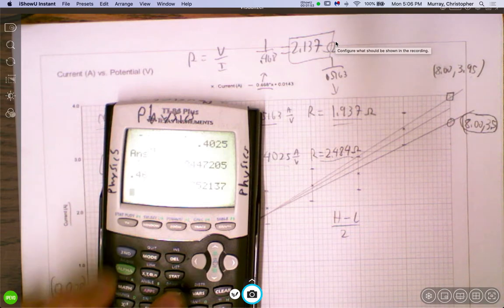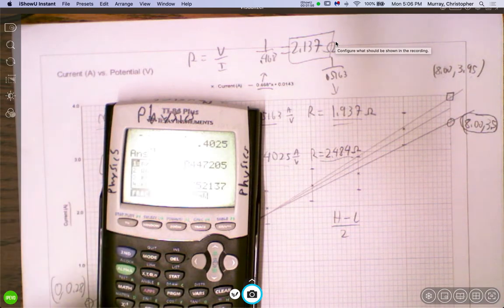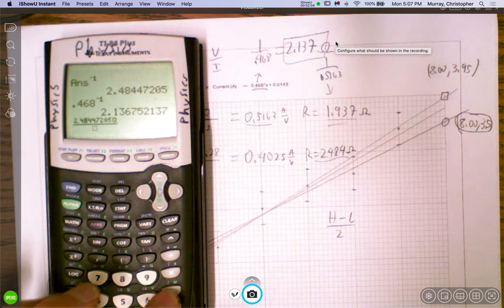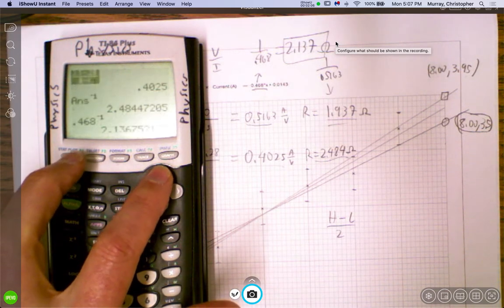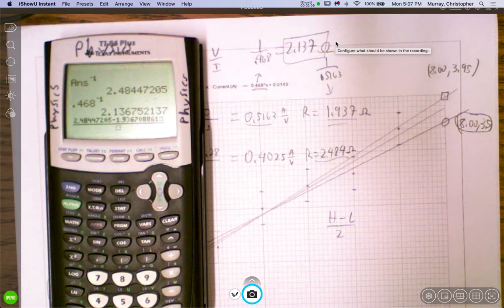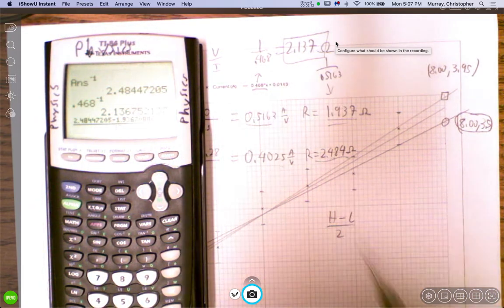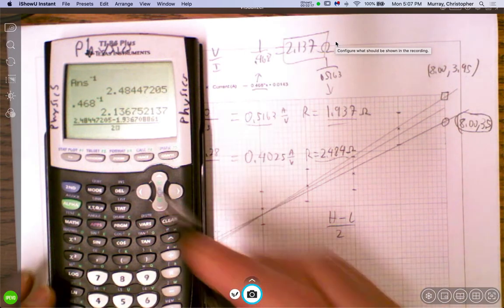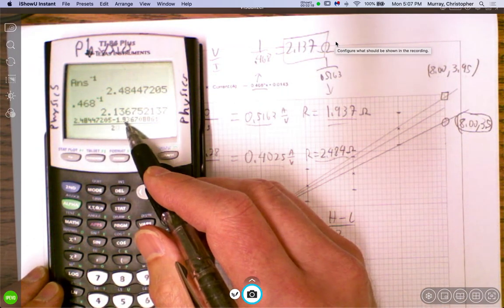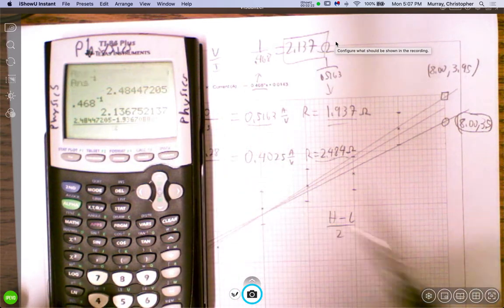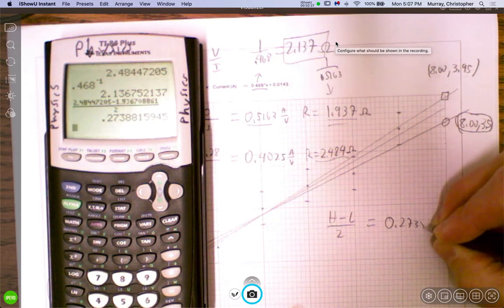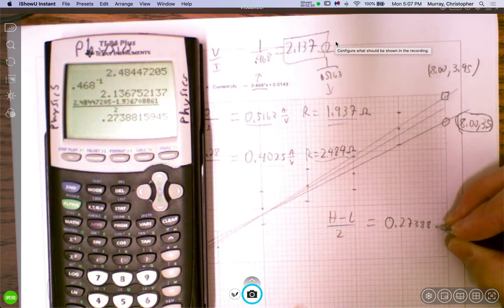So I'm going to go alpha F1 and choose that, and I want the highest one, which is this one, minus the lowest one, which is that 1.936. You don't have to type in all those numbers. I'm just being all spastic. Then I want to divide that by 2. There is my highest slope, and there's my lowest slope, which I just calculated and are on my calculator. I divide that by 2, and I get 0.27388. And this is in ohms.